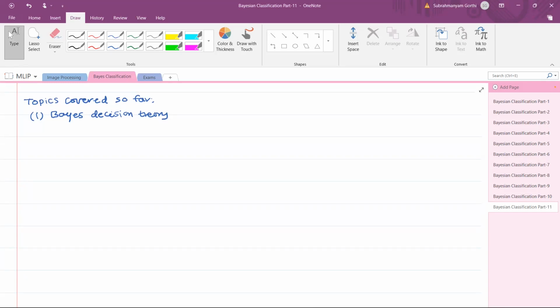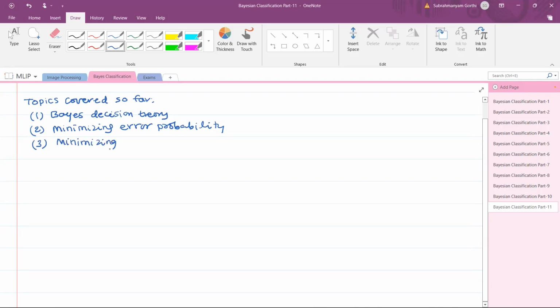Then we discussed Bayes decision theory, and minimizing the error probabilities, the total error probability we were calling it. After that, another minimization we talked about. What is that? Minimizing average risk. That's something else we discussed. And of course, in your midterm, you had a question on minimizing error probability as well as minimizing average risk.